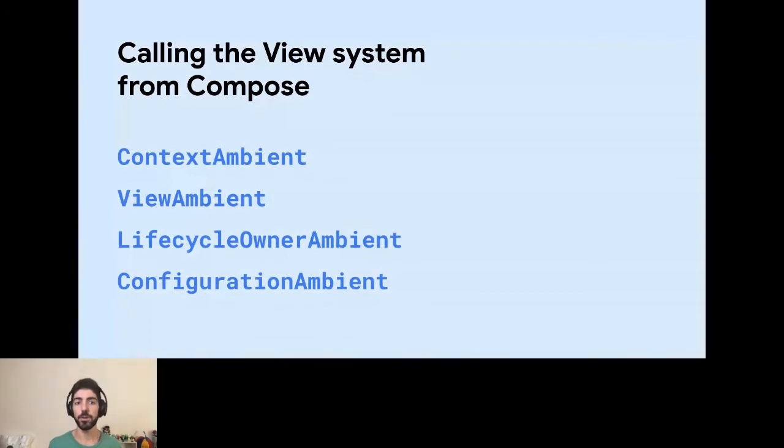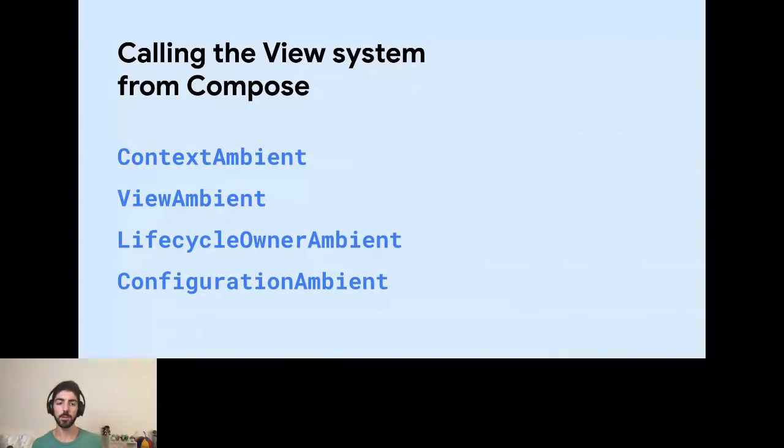So, for example, if you use context ambient, you will get the context in that particular part of the UI tree. And that's if you need the context, but also you can get the view ambient in case you need the actual view for some reason. The lifecycle owner ambient, configuration in case you need to know if you're in landscape or portrait, things like that. And so, as I was saying before, use this with caution.